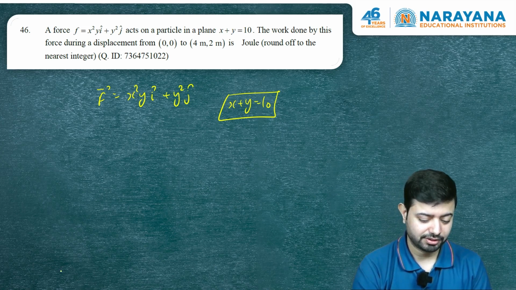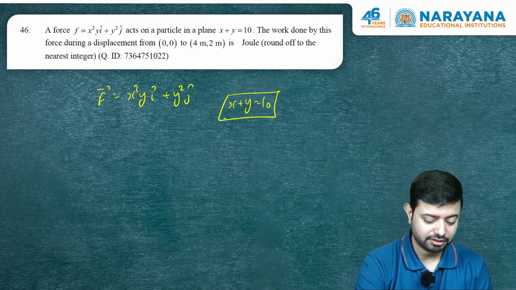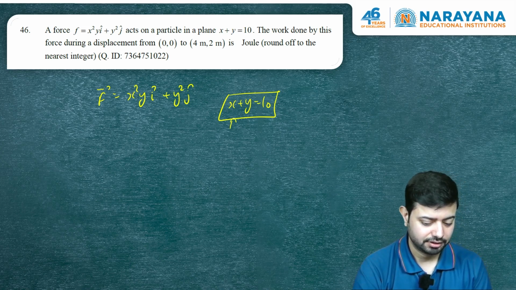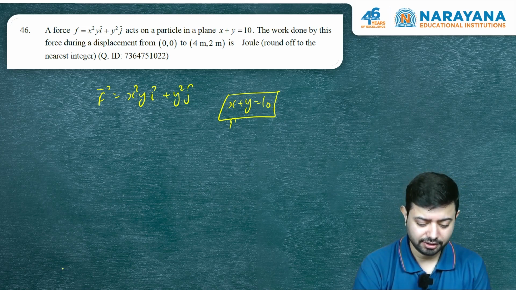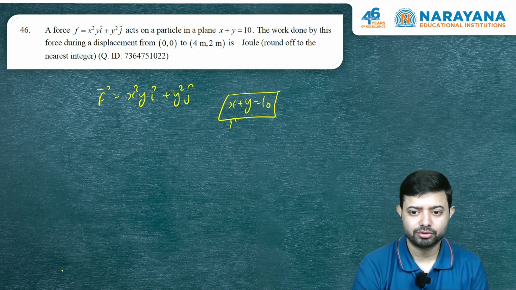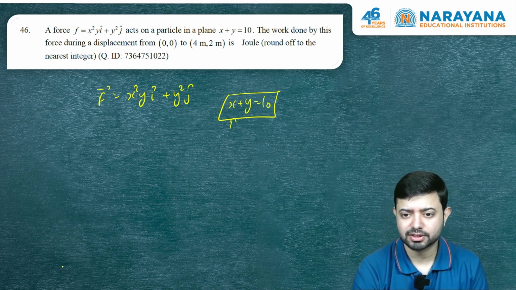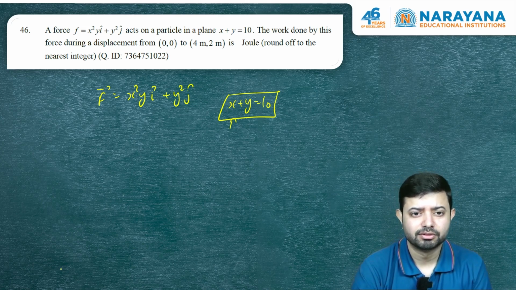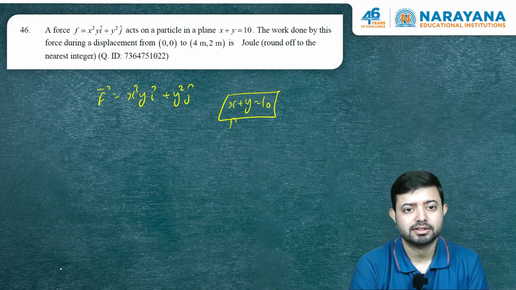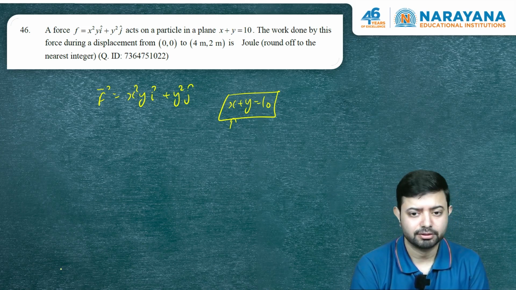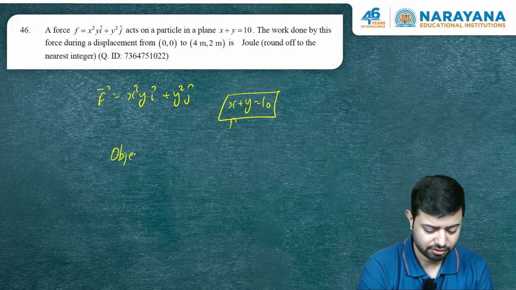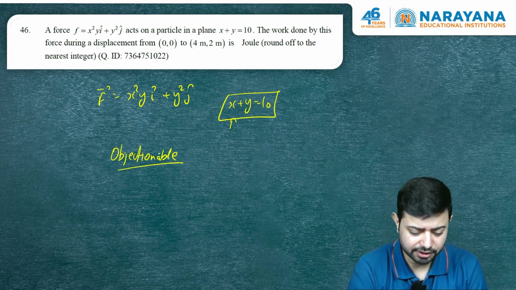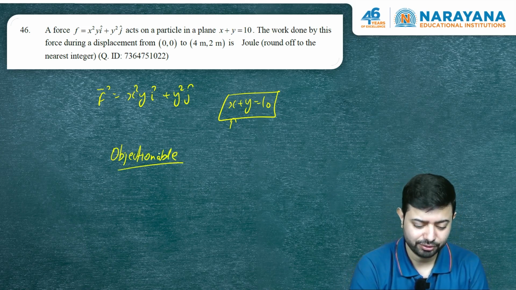But the problem is that 0, 0 does not lie on this plane, and 4, 2 is also not lying on this plane. Then this question is incorrect in structure, maybe some numbers might be different in the actual question. That is why this question will be raised as an objection. Okay. So, this question is objectionable, as we do not have the particle in the plane x plus y equal to 10.